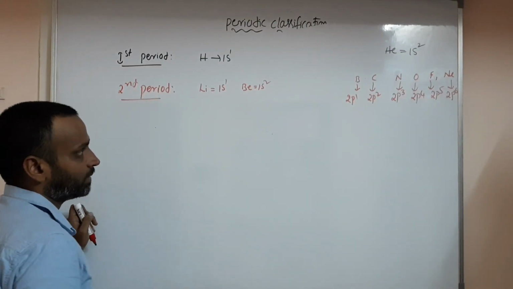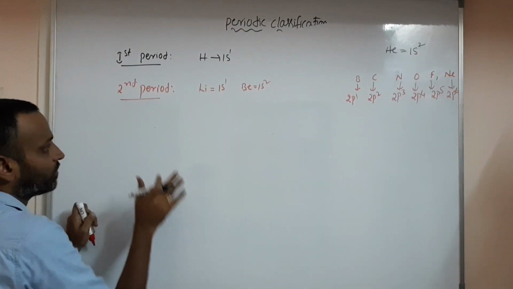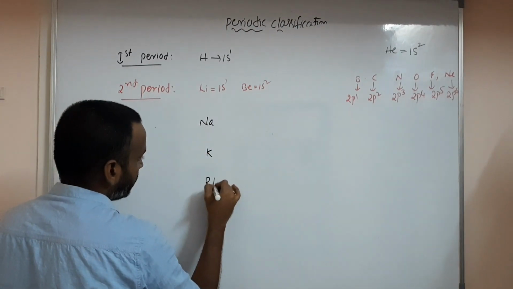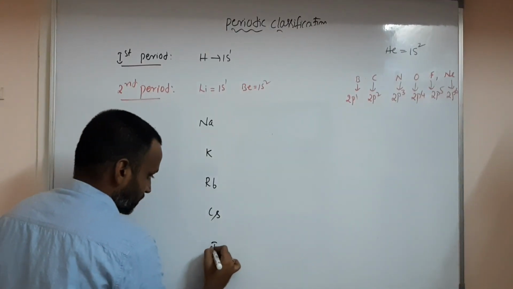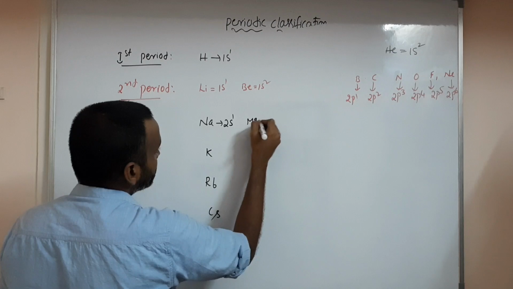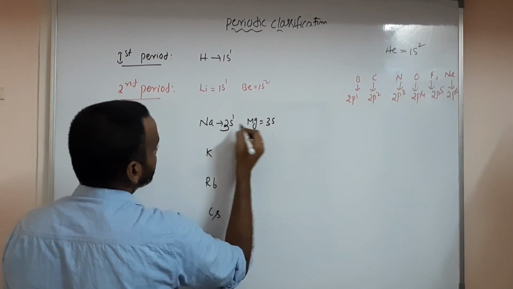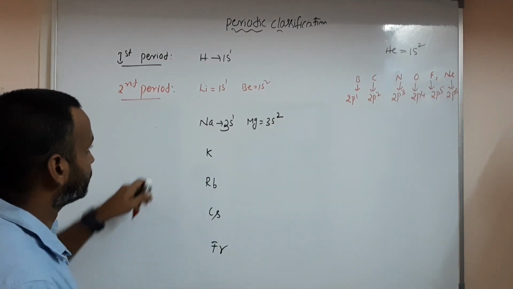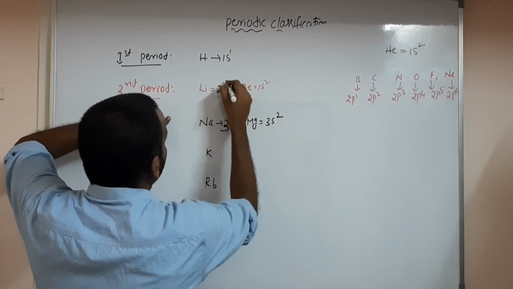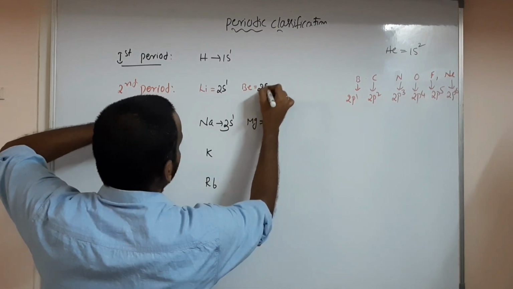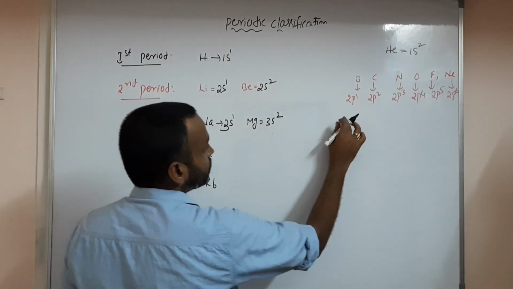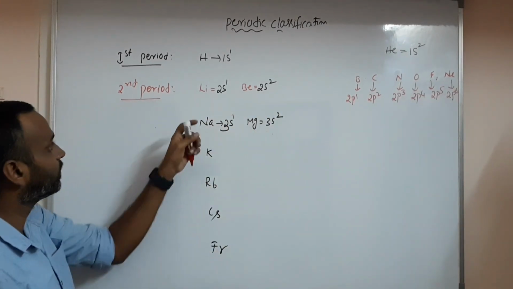The third period is the same as the second, and the fourth and fifth are different. In the group with sodium, potassium, rubidium, cesium and francium, it starts with 3s1, and magnesium is 3s2. Sorry, I wrote it wrong: here 3s1 and 3s2, and then 3p1 to 3p6. Like that, how many groups do you have?